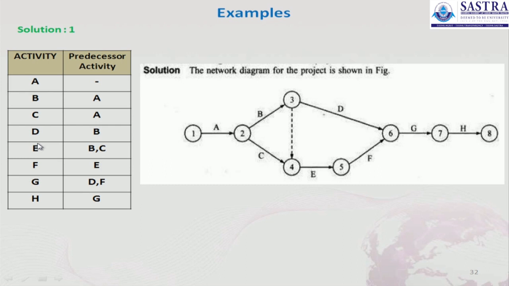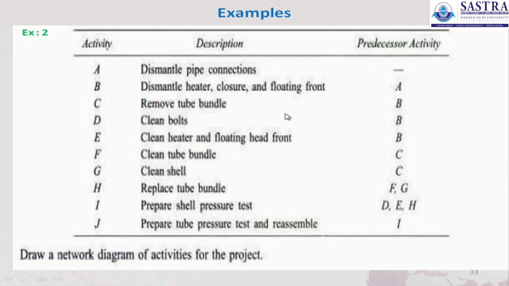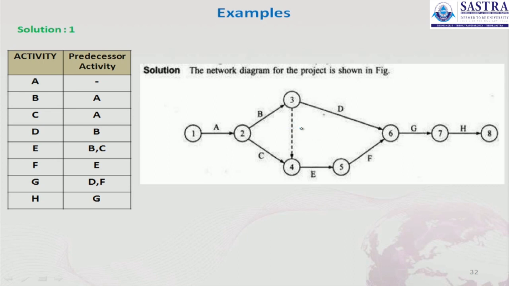Now the next activity is D. Its predecessor activity is B. We could not write the number here because the next activity E is there. For E, the predecessor activities are B and C. So there is an activity from B to D, and there is an activity E from B and C. If it is B, we have to draw from node 3 to 4.